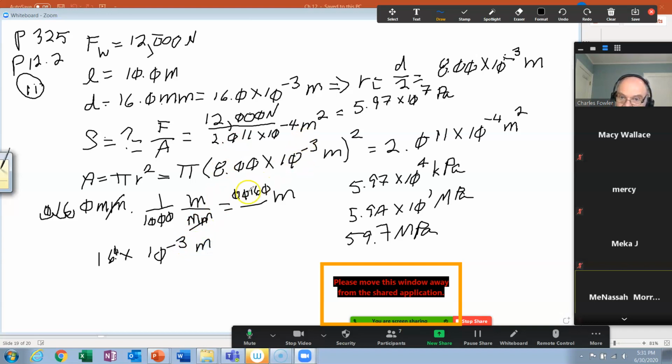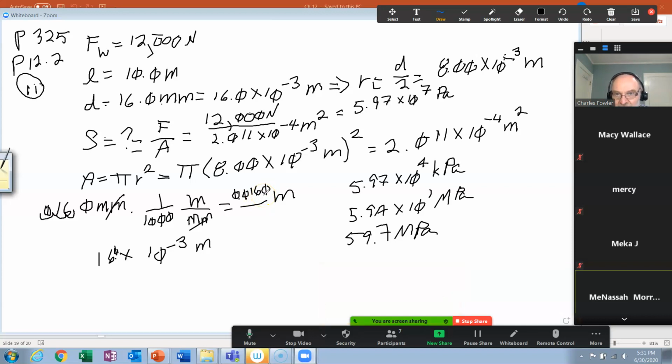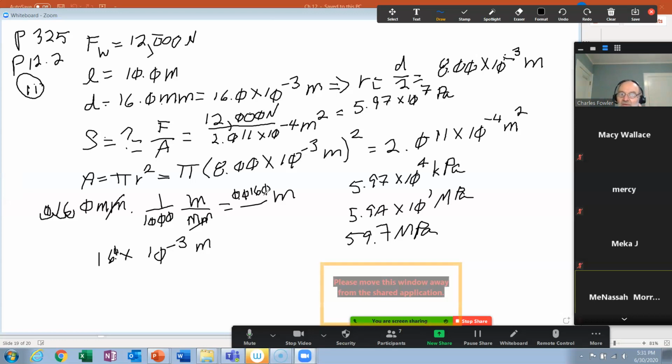Or you could have written it as 0.0160 meters that way. And you see what you do if you move your decimal 3 places to the right, 1, 2, 3, that makes it 10 to the minus 3 meters. Because this is a smaller number than 1, your exponent will be a minus. Did that muddy the water, or did it make it any clearer?